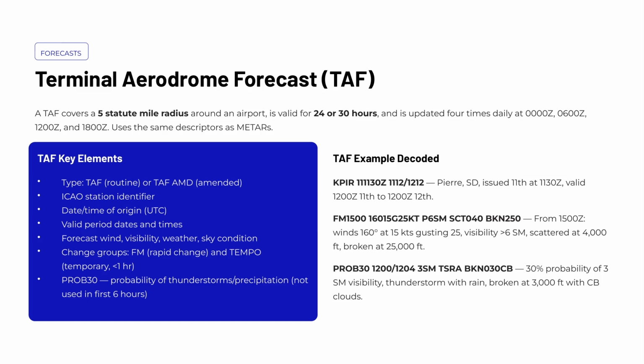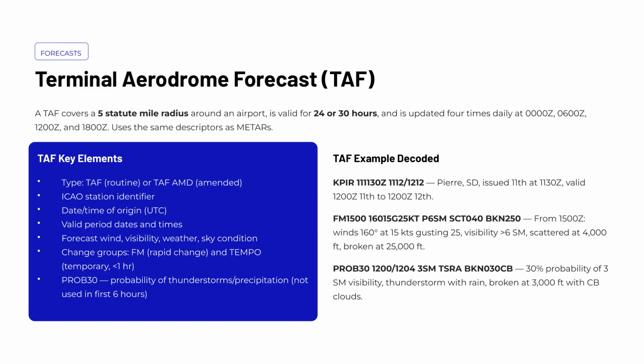Every TAF includes key elements: the type, either routine or amended, the ICAO station identifier, the date and time of issuance, the valid period, and the forecast conditions including wind, visibility, weather, and sky condition. Pay close attention to change groups. FM indicates a rapid, permanent change in conditions from that point forward. TEMPO indicates temporary fluctuations lasting less than 1 hour.